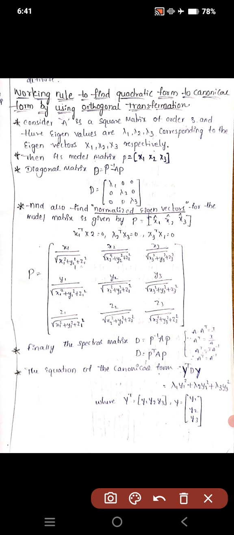You can find P like that: x1 divided by square root of x1 square plus y1 square plus z1 square, x2 divided by square root of x2 square plus y2 square plus z2 square, x3 divided by square root of x3 square plus y3 square plus z3 square. Like that we can write this P matrix. Finally the spectral matrix D is equal to P inverse A P.